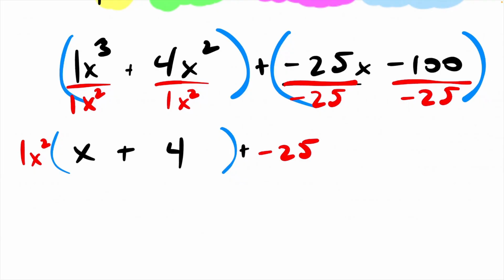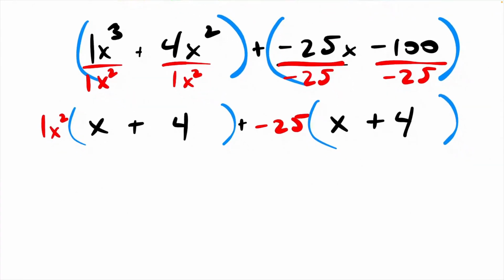Okay, now divide. Negative 25x divided by negative 25 makes 1x. Negative 100 divided by negative 25 makes plus 4. Okay, so that was step 4.